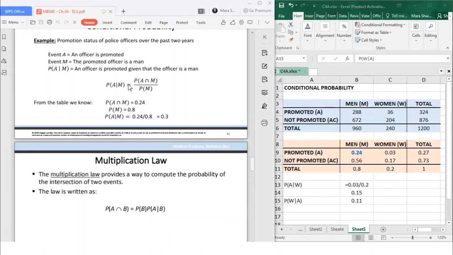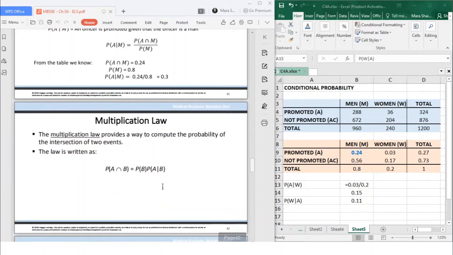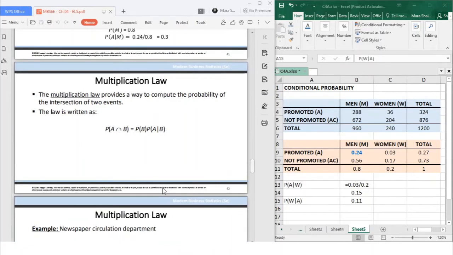So, with the multiplication law, what you are looking for is the intersection, the one above. To get that, when you derive it, you get the formula: multiply your conditional probability by the probability of the given event. So, that is your multiplication law.